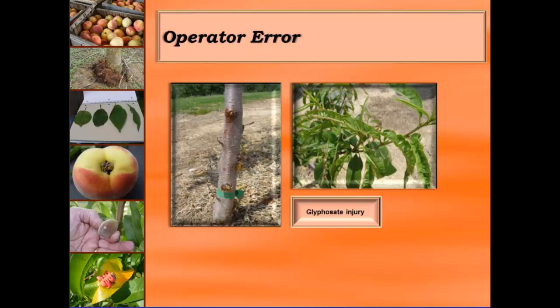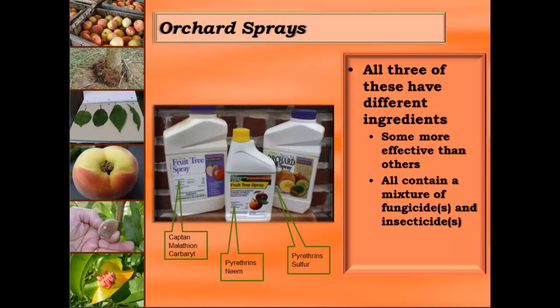For those of you who are using tree fruit sprays, I want to remind you that even though all of these say something to the effect of tree fruit spray or orchard spray, they're not all the same. And so of these three examples I gave here, the one on the left contains Captan, Malathion, and Carbaryl. So it has one conventional fungicide and two conventional insecticides.